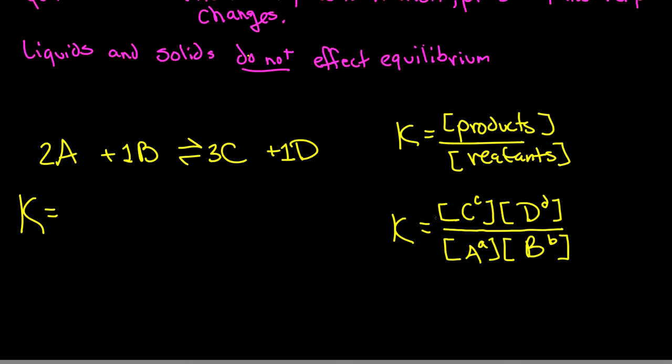So the concentration of C, that'll be my first product. In this case, it is C. And it's raised to a power. That power is its balanced equation coefficient. So that's 3. It's going to be cubed.